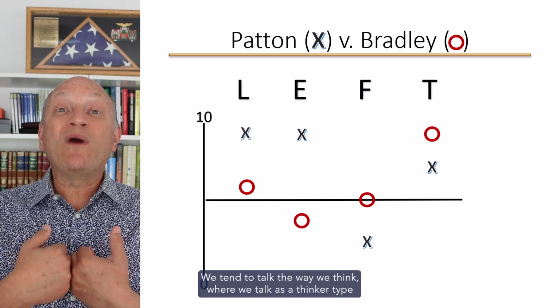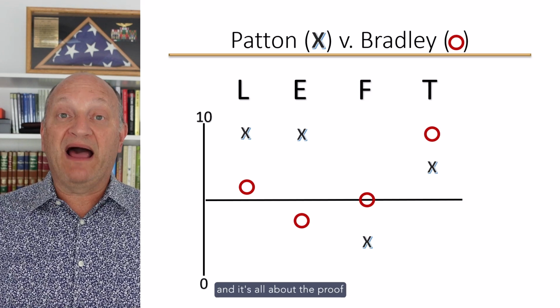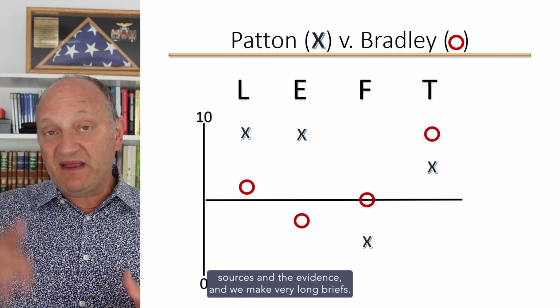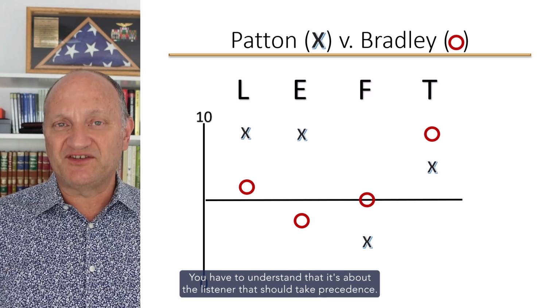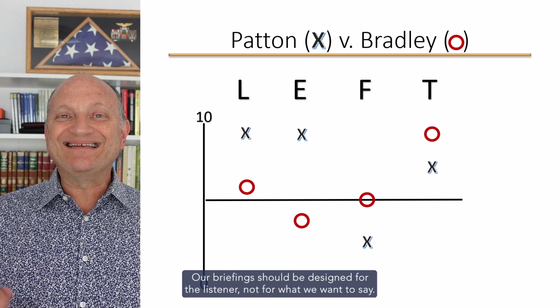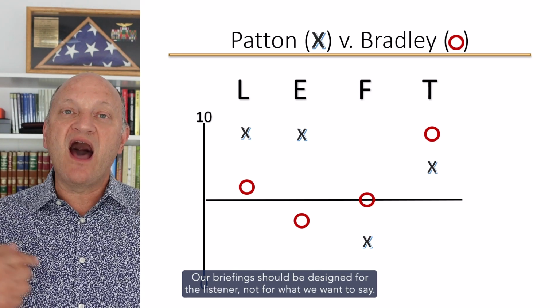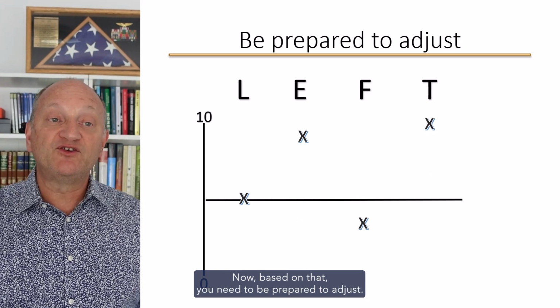We tend to talk the way we think. We talk as a thinker type, and it's all about the proof, sources, and evidence, and we make very long briefs. You have to understand that it's about the listener that should take precedence. Our briefings should be designed for the listener, not for what we want to say. Now, based on that, you need to be prepared to adjust.